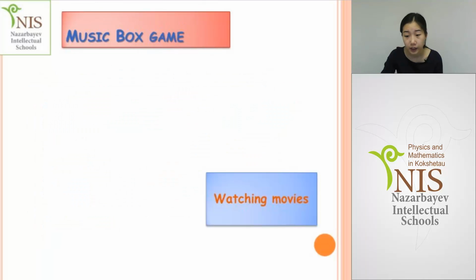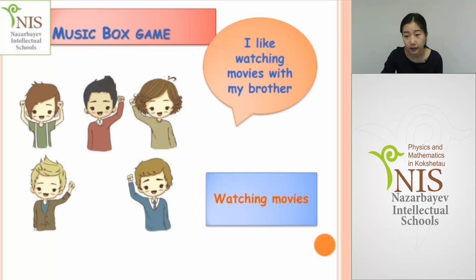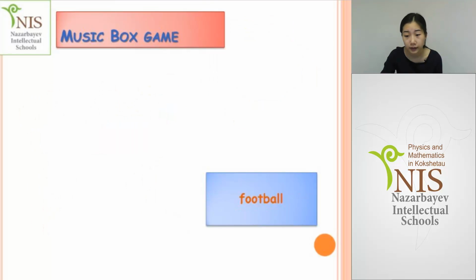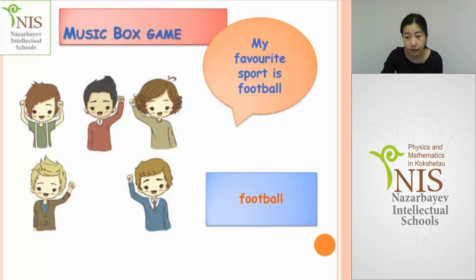For example, a student can take a card that says watching movies, and the student can make a sentence. I like watching movies with my brother. Or student can take a card that says football and create a sentence. My favorite sport is football.